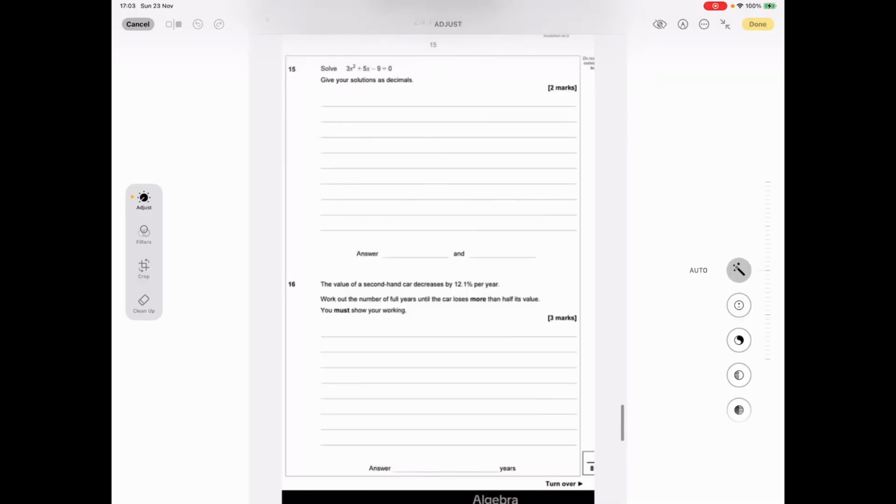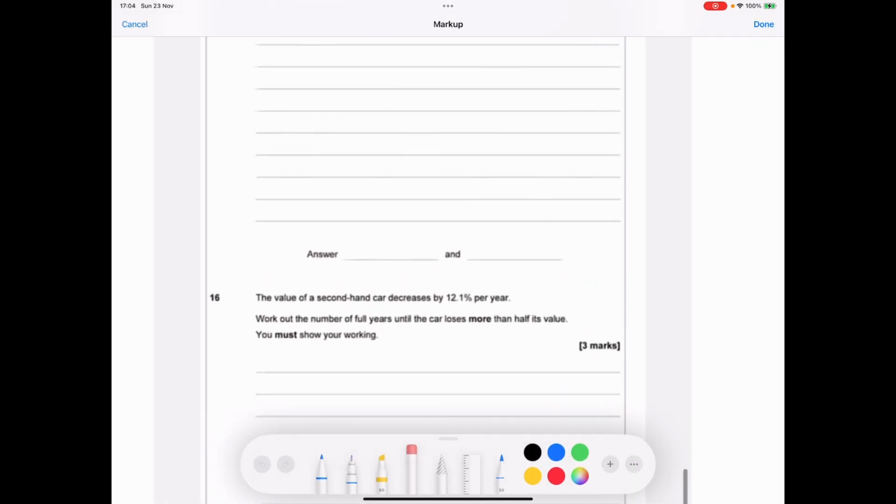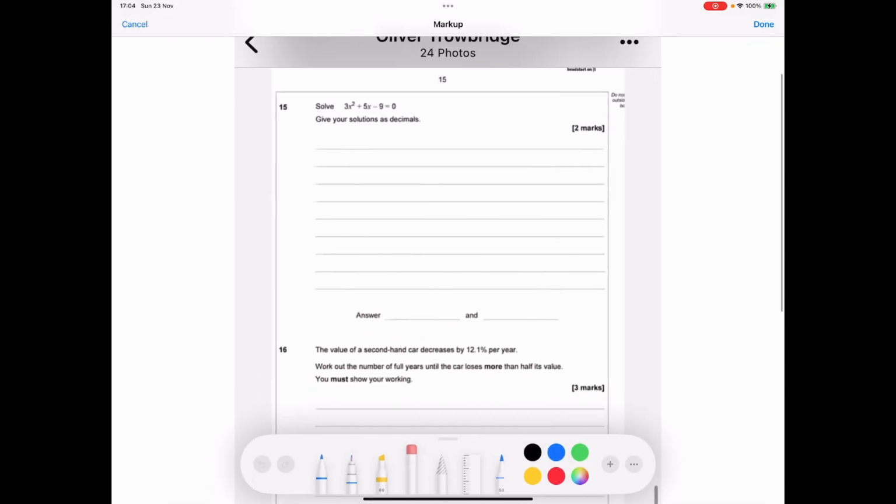Q15, solve 3x squared plus 5x minus 9. Give your solutions as decimals. My instant reaction is to go, oh, it's fine, I'll just factorise it, but that's not going to work. So I'm going to use the quadratic formula.